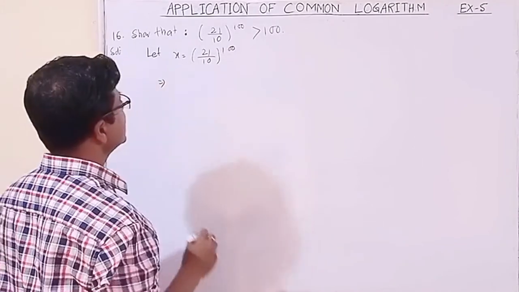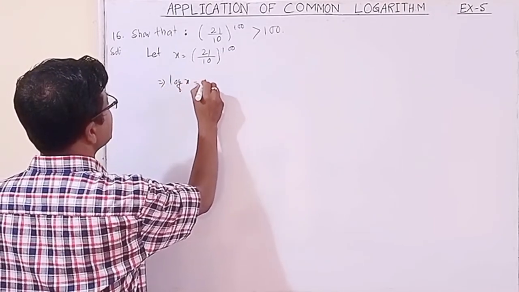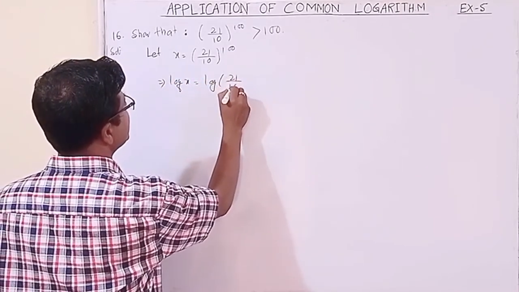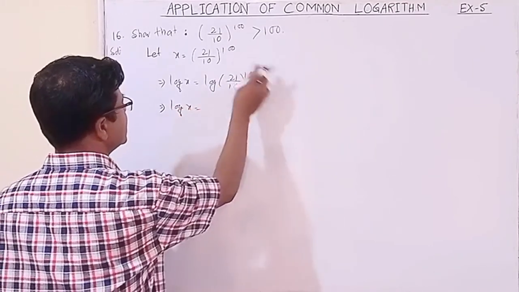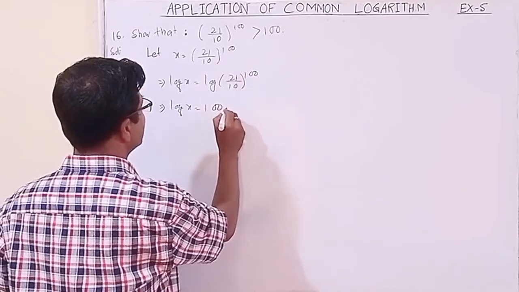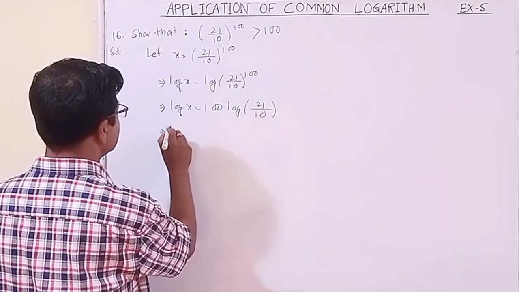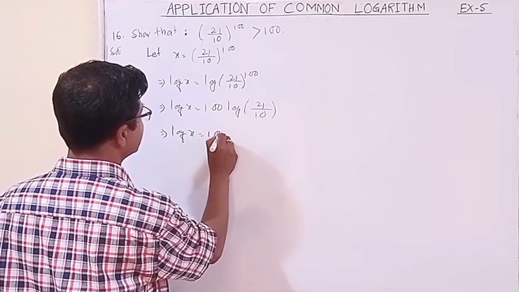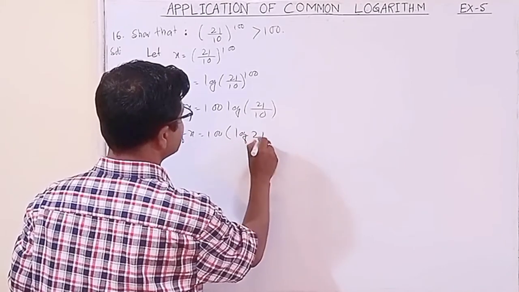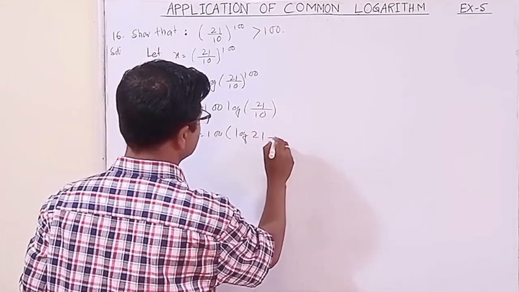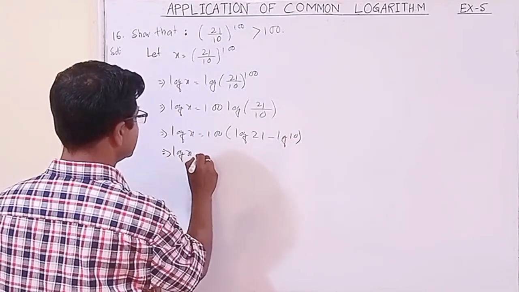What we do, let us take log on both the sides. You can write, taking log on both the sides, log of x is log of 21 by 10 whole to the power 100. We can bring the 100 ahead of log of 21 by 10. Okay, log of x is 100, as this is the case of division, in division what we do, log of 21 minus log of 10. Okay, now log of x is 100.